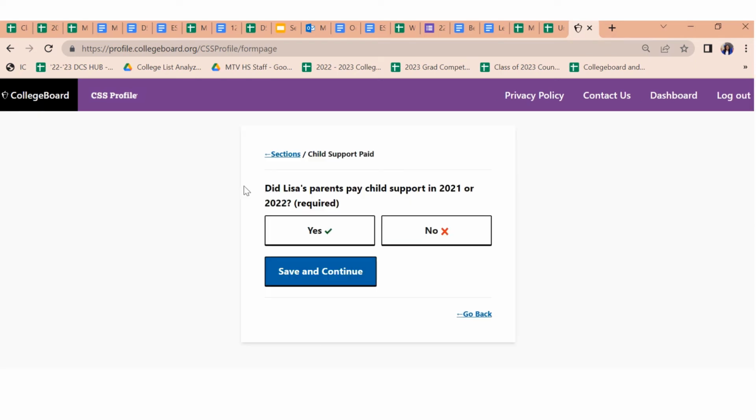And then this is asking, did the student's parents pay child support? So rather than receive, did you pay child support? So again, if you answer yes, you will be prompted to enter the amount that you paid. And in this example, we will select no.